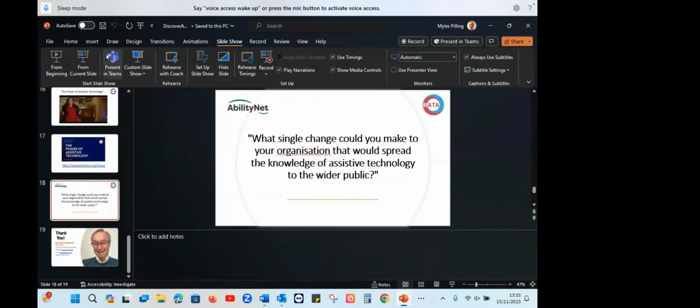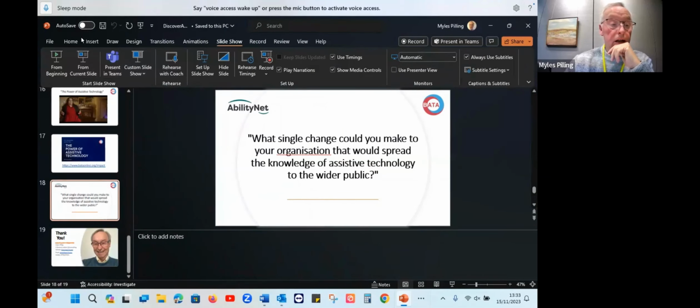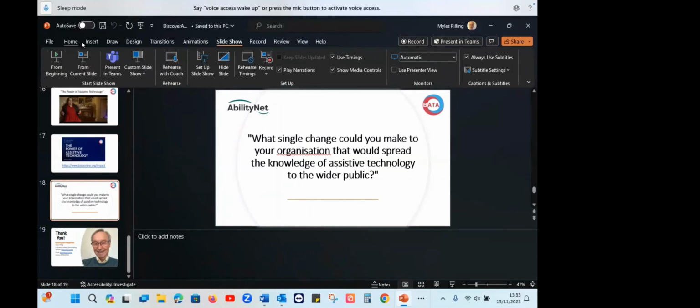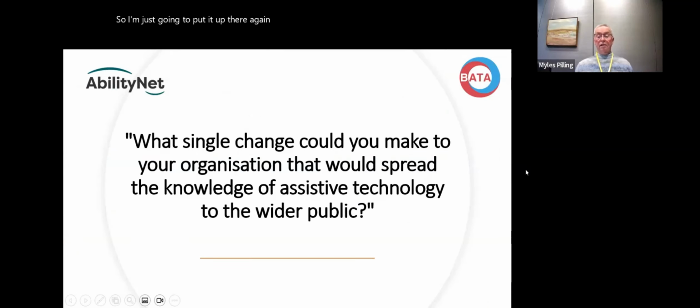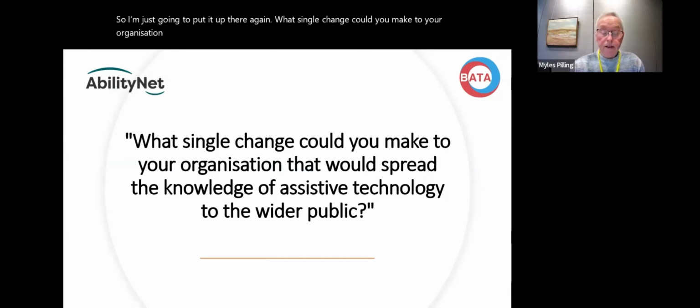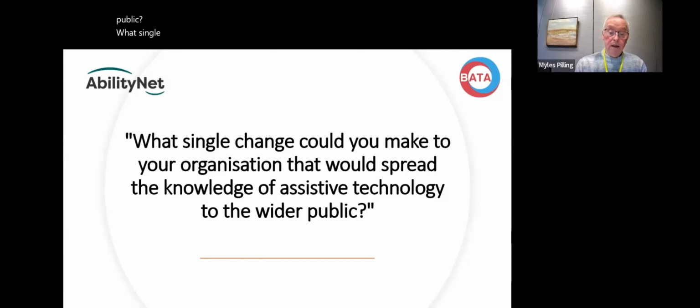Let's discuss this because there certainly is a need to have this question answered. So I'm just going to put it up there again. What single change could you make to your organization that would spread the knowledge of assistive technology to the wider public? What single change could you make to your organization that could help to spread that knowledge?